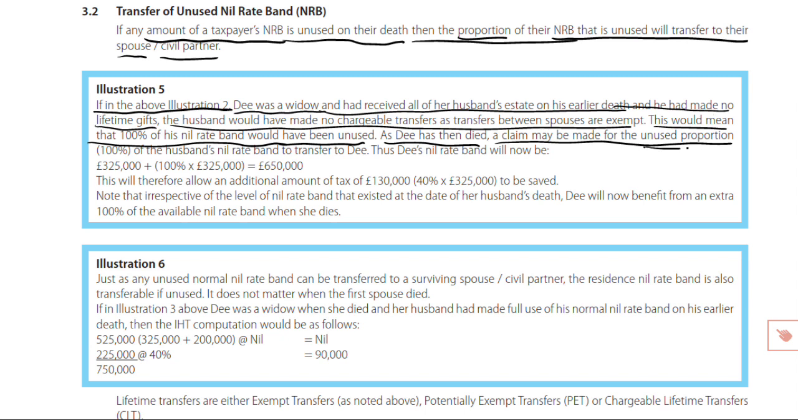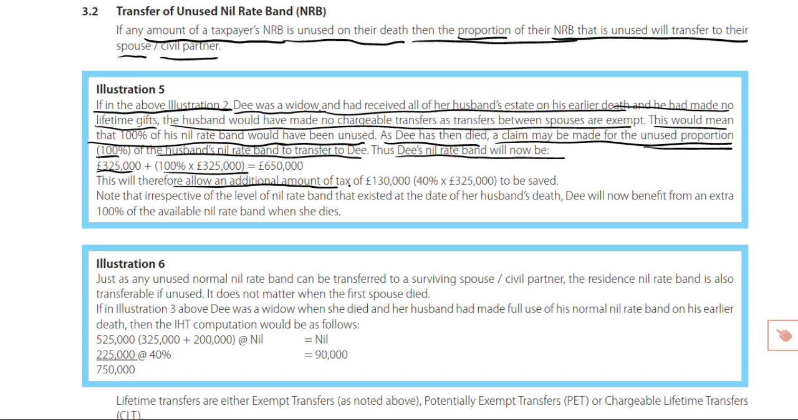A claim may be made for the unused proportion, in this example 100%, of the husband's nil rate band to transfer through to D. So D's nil rate band would now be the original 325 plus an extra 100% of 325. Now remember, we don't just add on the amount of the unused nil rate band that existed at the date of the death of the first spouse. It is a proportion that is unused that transfers to the surviving spouse, here 100%, and if again the surviving spouse dies when the then nil rate band is 400,000, he or she would then get £800,000, an extra 100%.